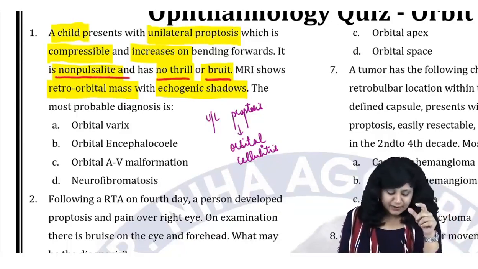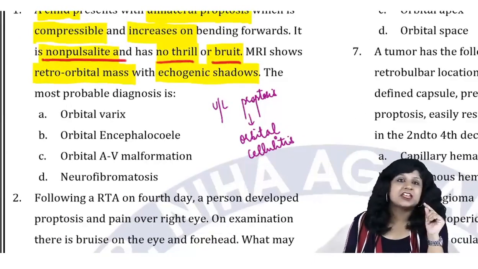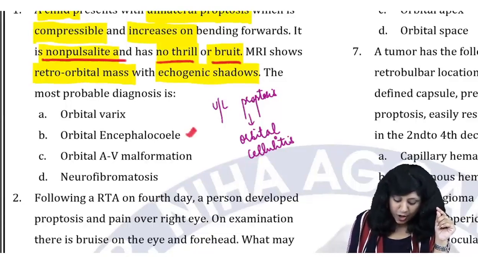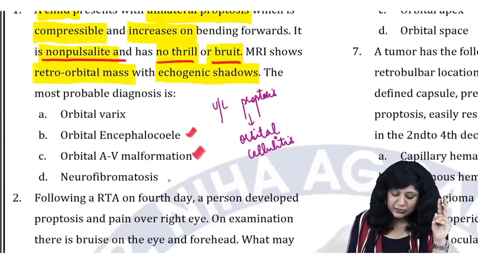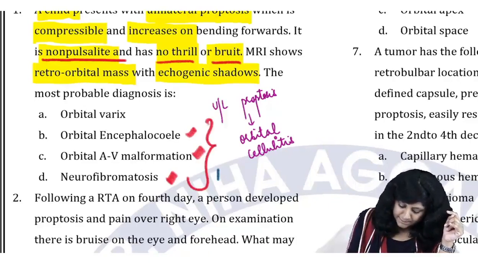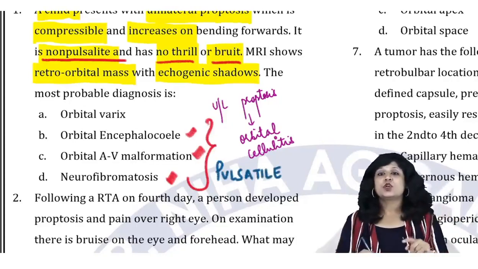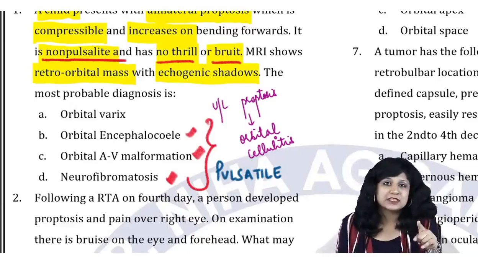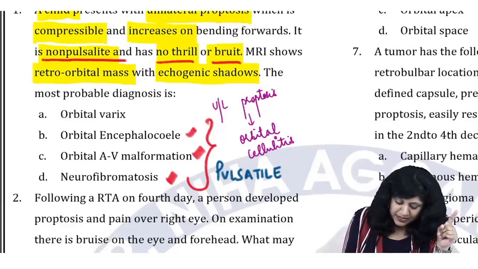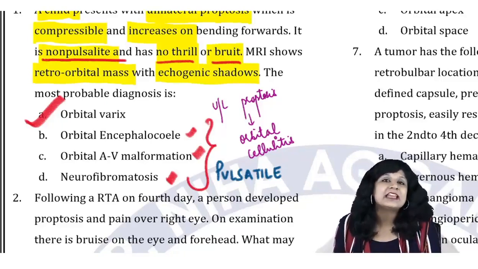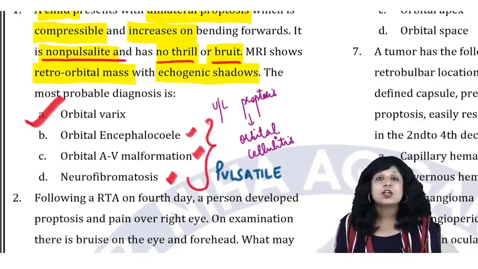So if you see carefully the three options which are given in the question, the orbital encephalocele, the orbital AV malformations and the neurofibromatosis, these are basically causing the pulsatile kind of proptosis. So the only cause which is causing the non-pulsatile kind of proptosis in cases of children will be your orbital varix.